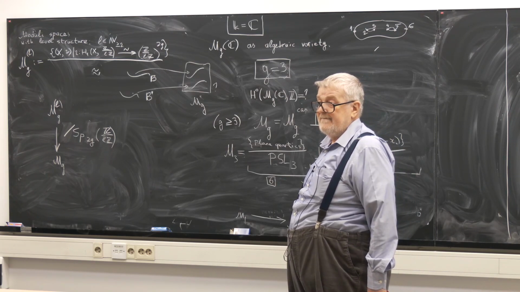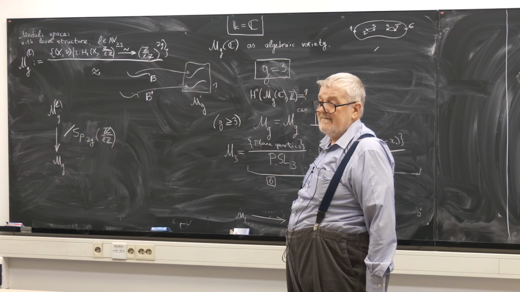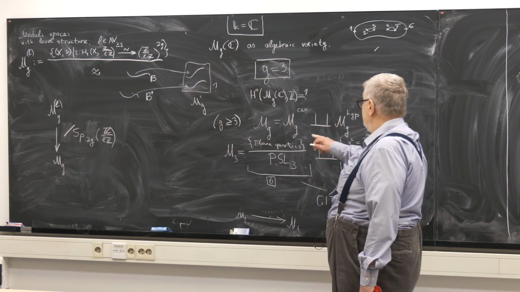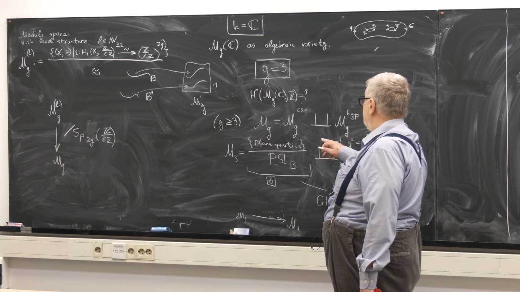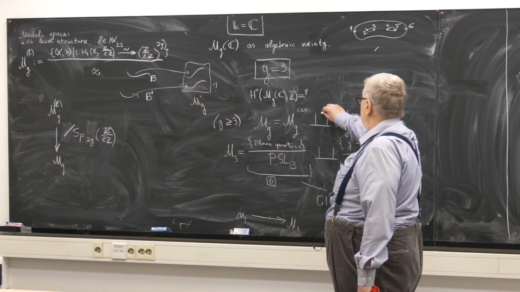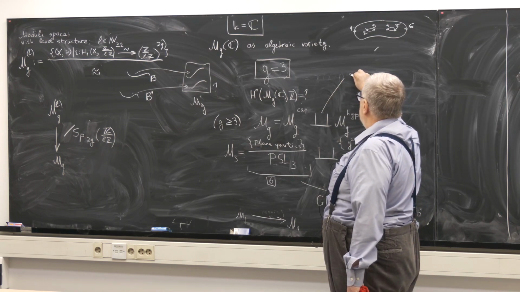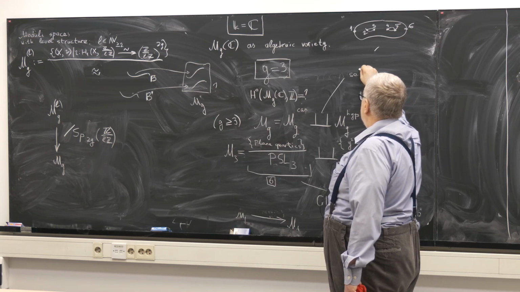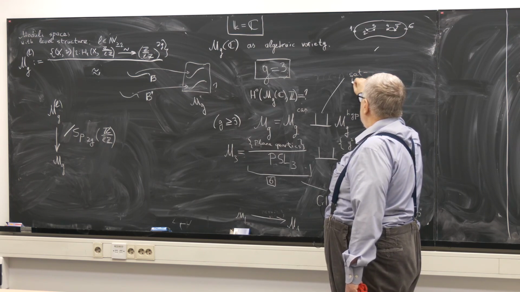But then I don't understand, because you say that M_g can be represented as a union of two closed subvarieties. Yes, thank you. I had to emphasize that set theoretically.